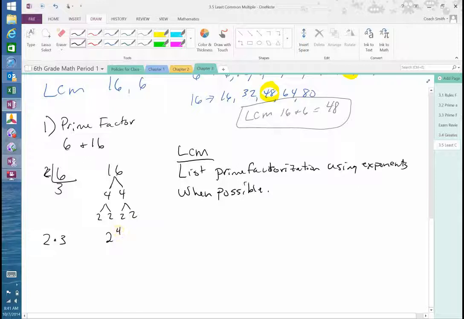That is correct. Now, here's the part that is different from yesterday. Yesterday we were grabbing numbers that were alike in each prime factorization. Today we're going to use the highest power of each prime factor.